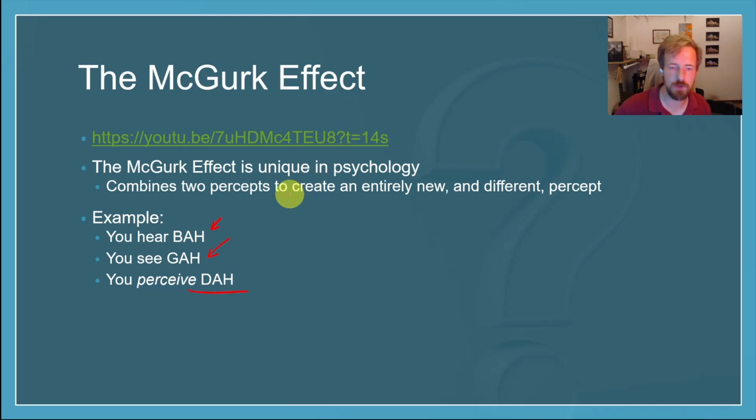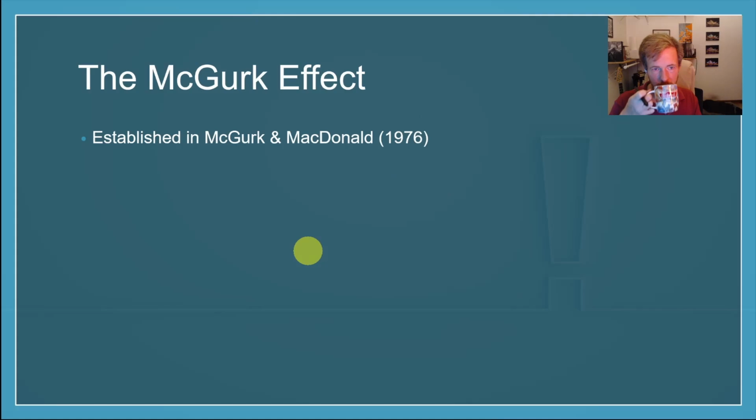Some people have argued that flavor is an example of this, because flavor is a combination of smell and taste, but we'll talk about that later. To me, it feels a little bit different than that, but this is an example of how your brain is using visual cues to try to figure out what you're hearing, and then once it's decided what you're hearing, it just goes with it, and it's like, that's what you hear. All right.